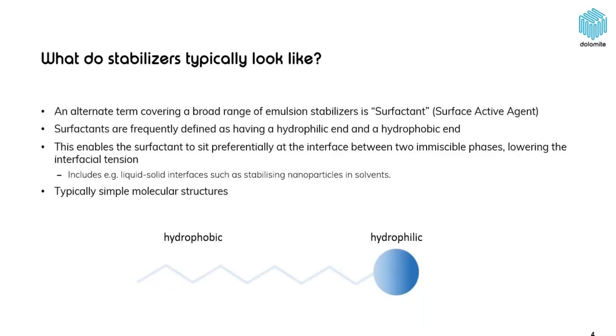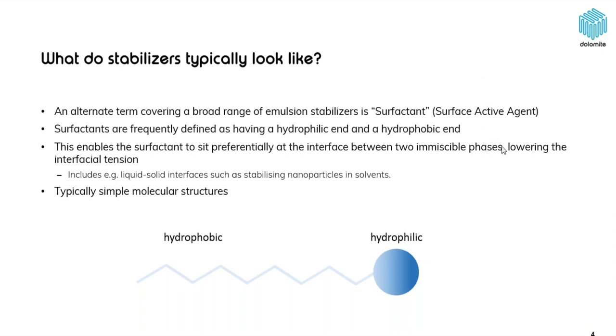So what do emulsion stabilizers typically look like? A general term covering emulsion stabilizers is also just the term surfactant. You hear the two used fairly interchangeably, surfactant being short for surface active agent. They typically are defined as having a hydrophilic head group and a hydrophobic or lipophilic tail. This enables the molecule to sit at the interface between the oil and water, or the two different phases that you happen to be emulsifying, and lower that interfacial tension to allow it to be stable and maintain its structure.